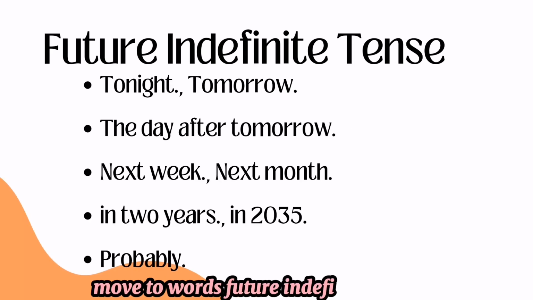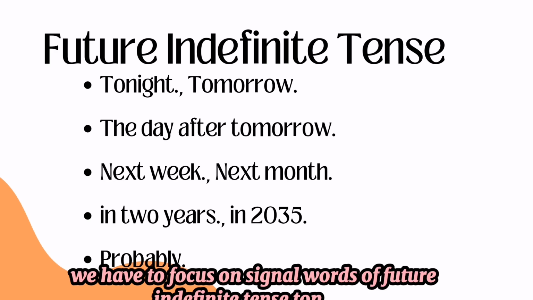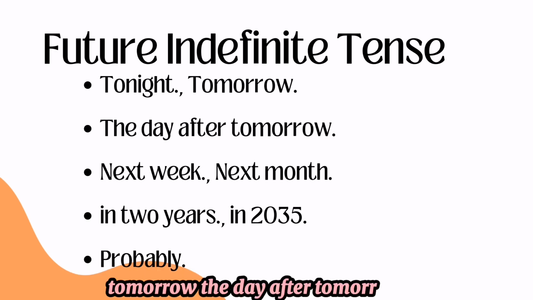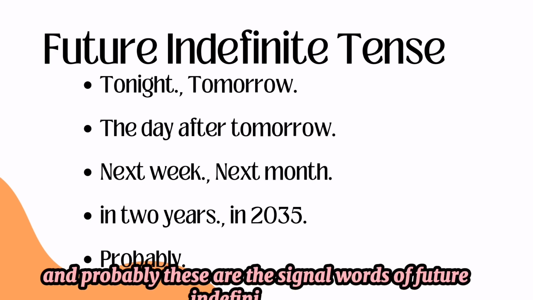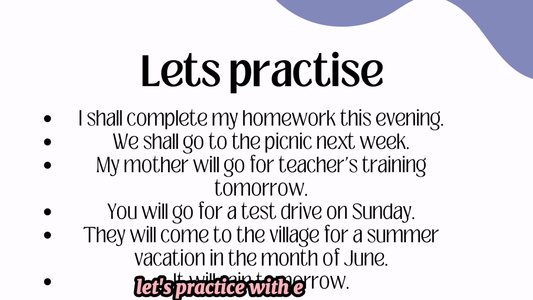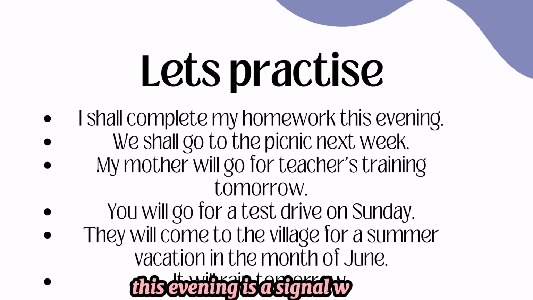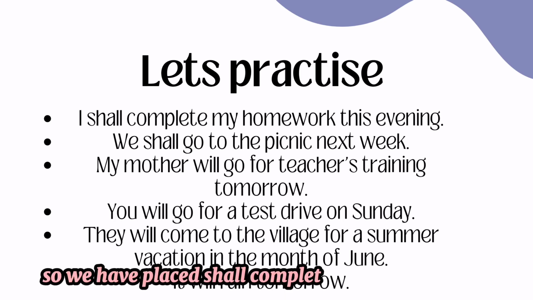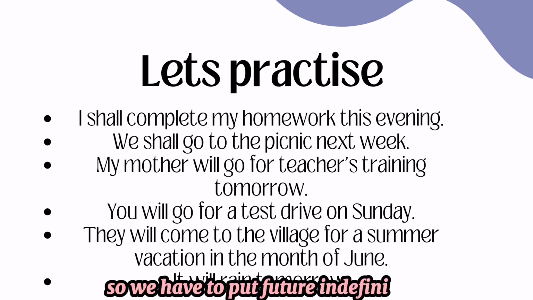Move towards future indefinite tense. We have to focus on signal words of future indefinite tense. Tonight, tomorrow, the day after tomorrow, next week, next month, next year, in 2 years, in 2035, and probably. These are the signal words of future indefinite tense. Let's practice with examples. I shall complete my homework this evening. This evening is a signal word, so we have placed shall complete to complete this sentence. We shall go to picnic next week. Next week is a signal word, so we have to put future indefinite shall go.